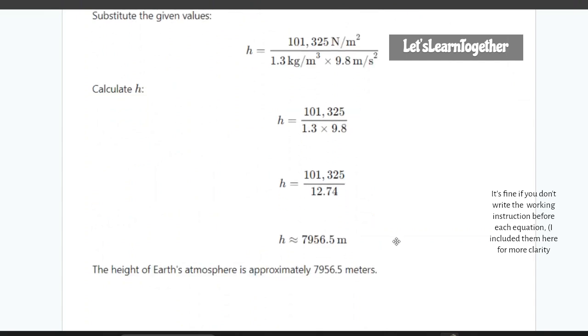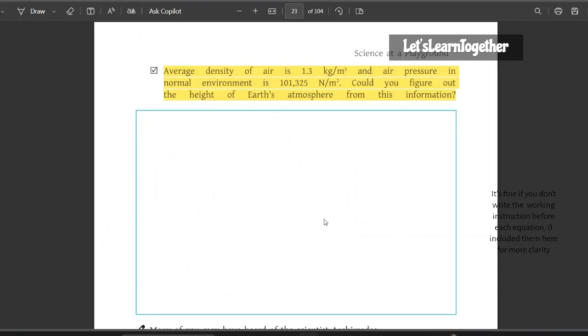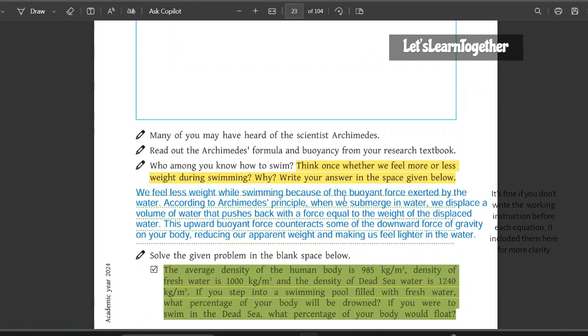All right, now we will go to the next question. That is, think once whether we feel more or less weight during swimming. Why? Write your answer in the space below. That means when we swim, that time we feel that there is a lack of weight, that means we feel a lack of Earth's attractive pull towards us.